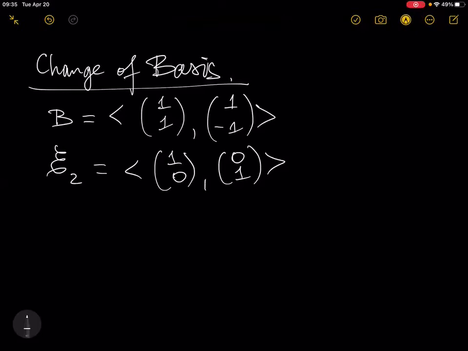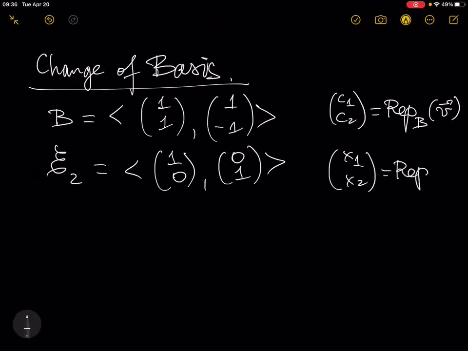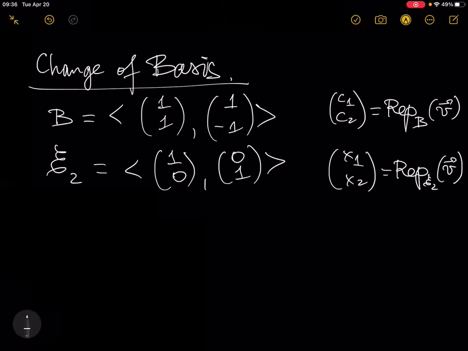Then let's say that I have C1, C2, which gives me a representation of vector V with respect to the basis B, right? And I have x1, x2, which is a representation of, pay attention, the same vector V with respect to the natural basis in R2. Okay, how to find C1, C2 if you know x1, x2, and vice versa?